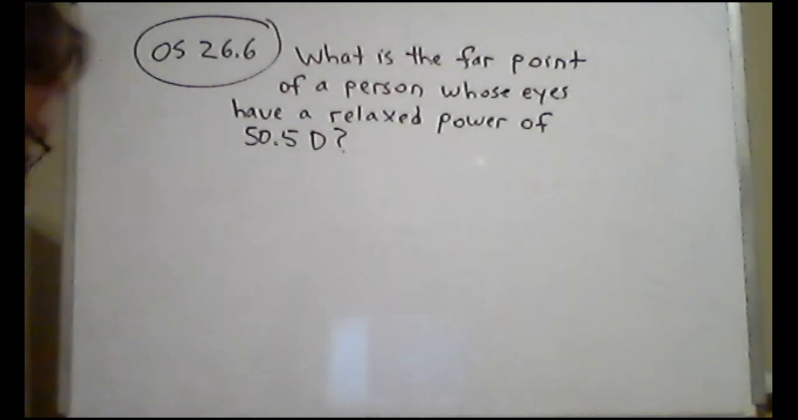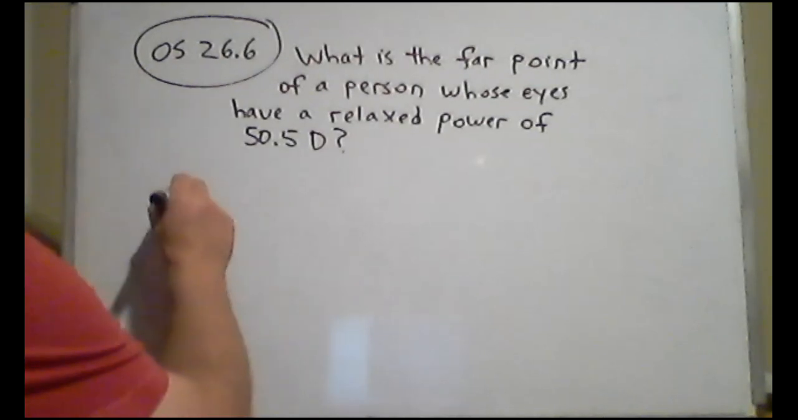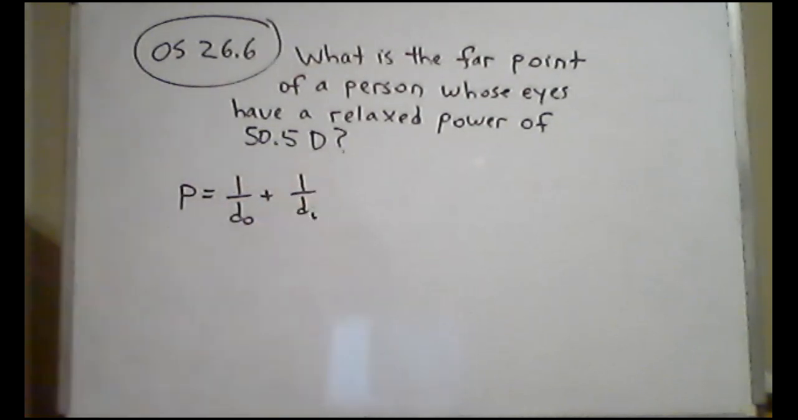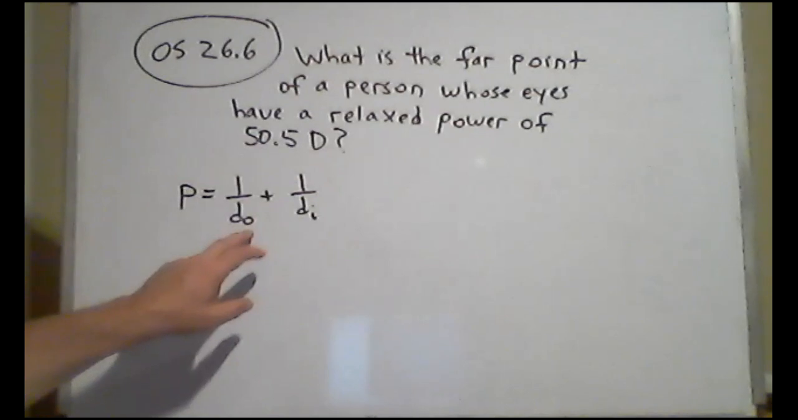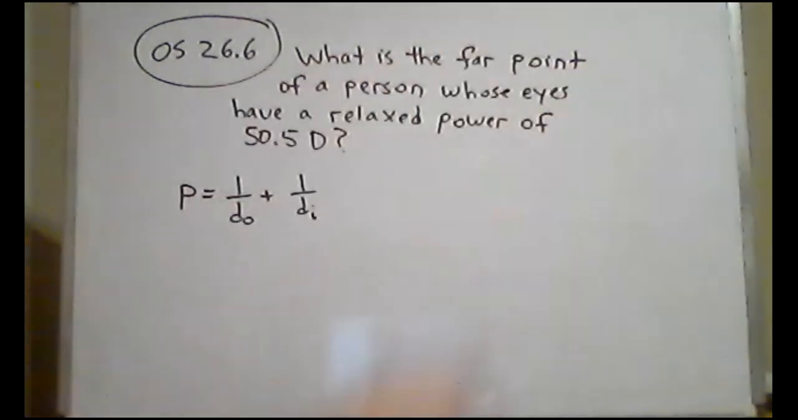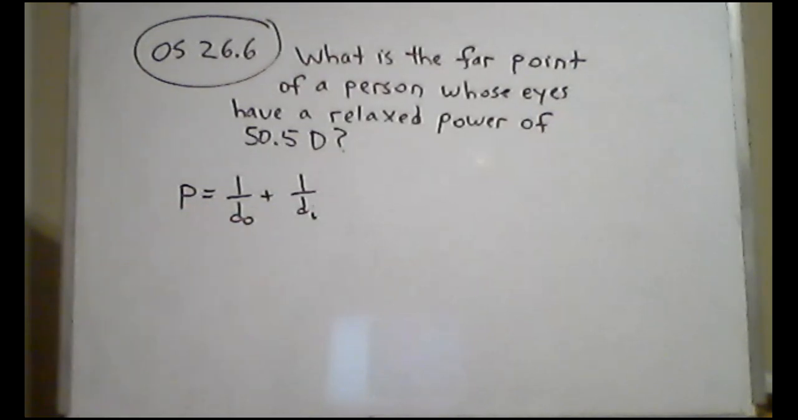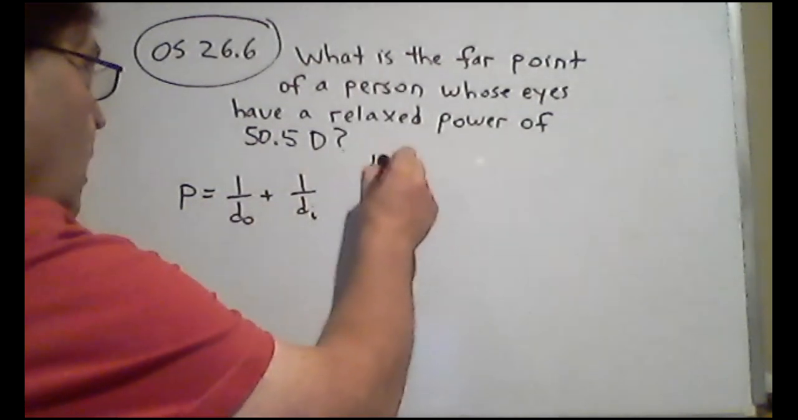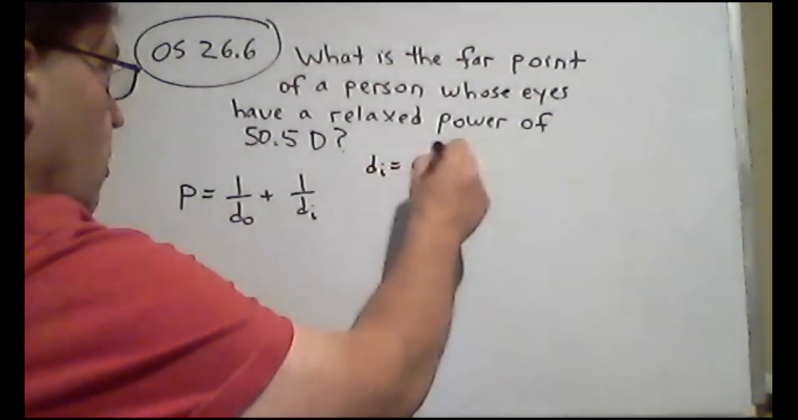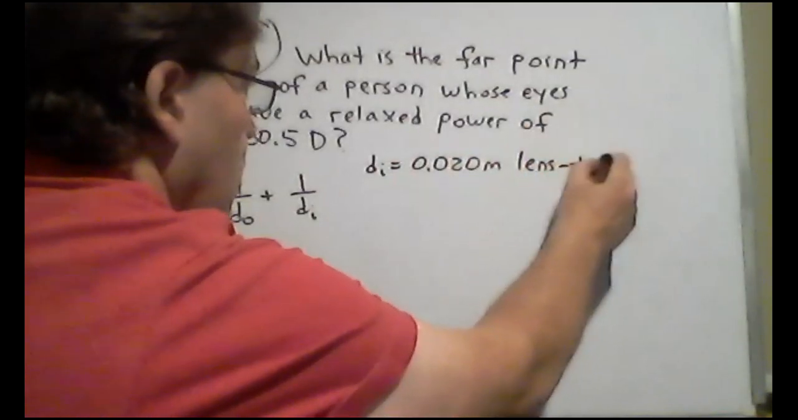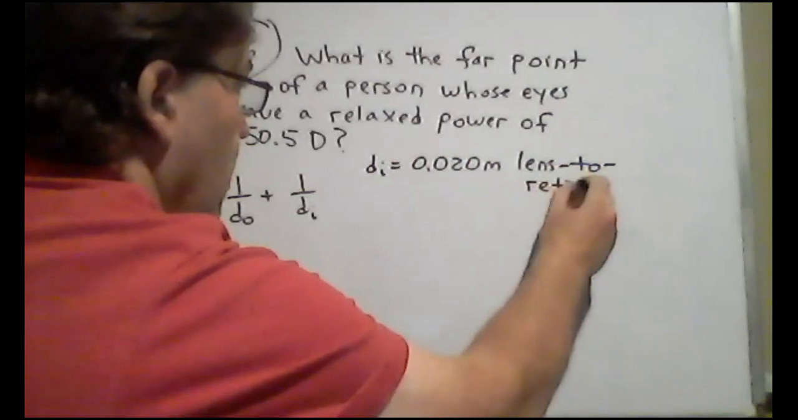So how do you figure that out? Well, you use the eye doctor equation. You say power is 1 over d sub O plus 1 over d sub I. We know what this relaxed power is. We want to figure out what d sub O that corresponds to. What is this person's far point? If we put in this person's relaxed power, then the d sub O will be that far point. So let's solve for that. And of course, d sub I is always the lens to retina distance, right? So d sub I is always 0.020 meters. That's a constant of the eye, the lens to retina distance.